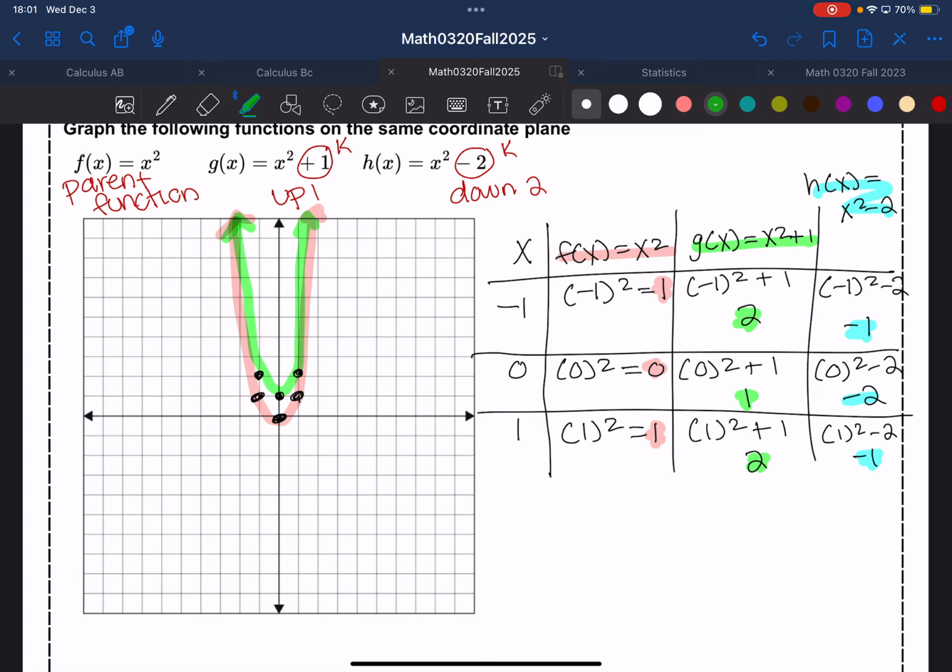Then I'm plotting my h of x function, and that's negative 1, negative 1, 0, negative 2, and 1, negative 1. So when I graph this one, I notice that the whole parabola moved down 2. So this is to show you that the k value does indeed move our parabola either up or down based off of the k value being positive or negative.